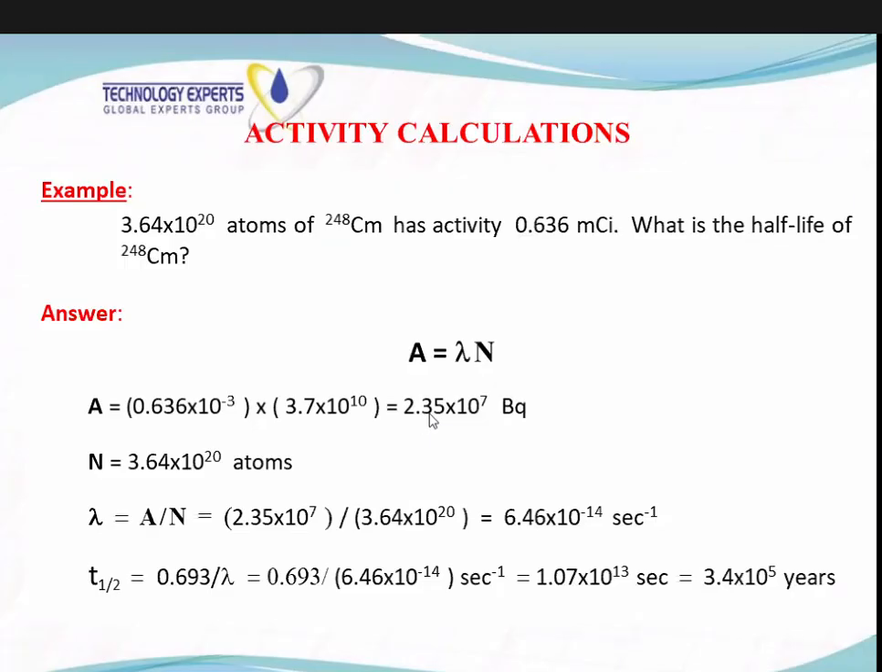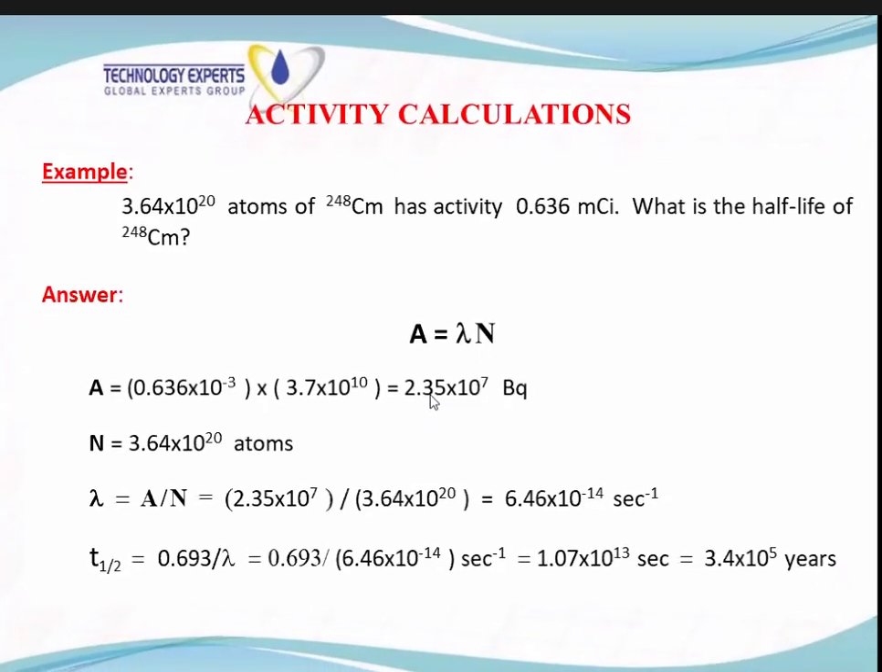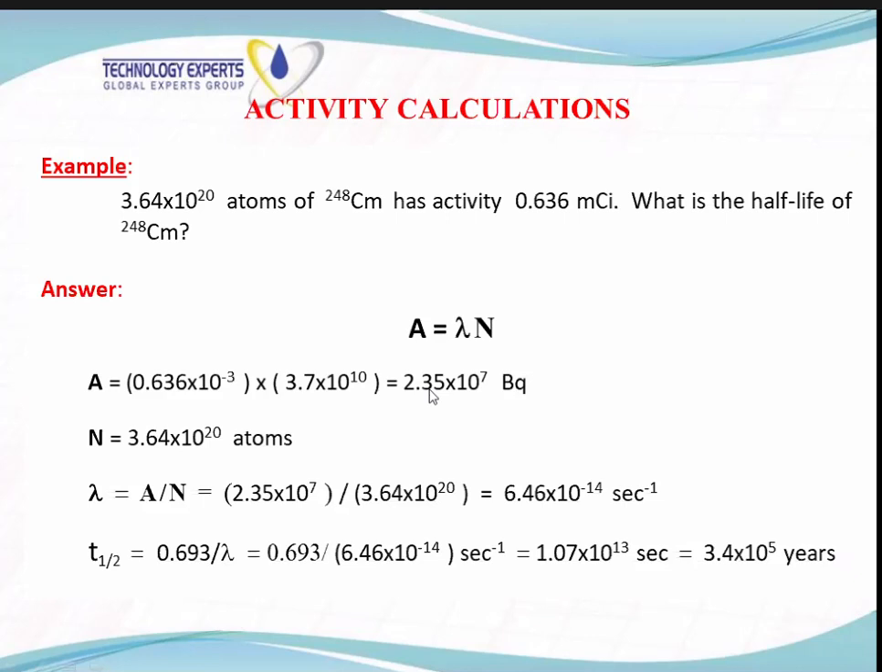As you see here, we converted it, and this is the number in becquerel: 2.35 × 10^7 becquerel. I have activity in becquerel, I have the number of atoms. Now, lambda equals activity divided by N. By calculation, 6.46 × 10^-14 per second, or second^-1. That's good. Now I get lambda.